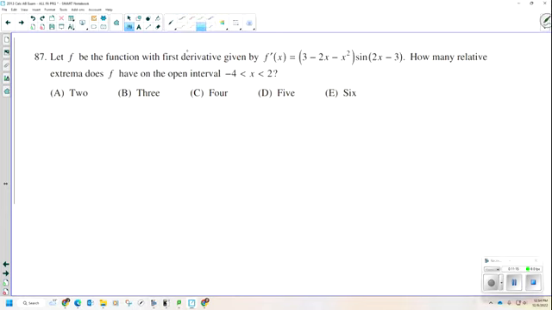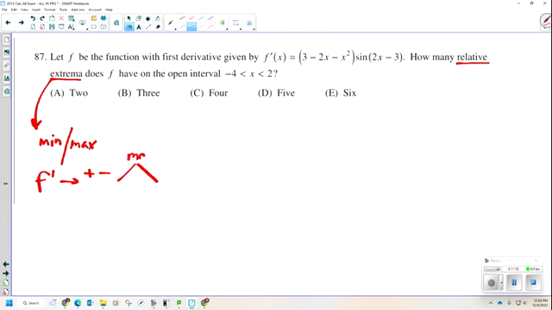Extrema, my friends, are mins and maxes. Okay, those are mins and maxes. And if I want to know how many mins and maxes I have, that means it's where my first derivative goes from either positive to negative, because it would go up to down, that would be a max, or negative to positive for the first derivative, which means negative to positive slope. That would be a minimum.